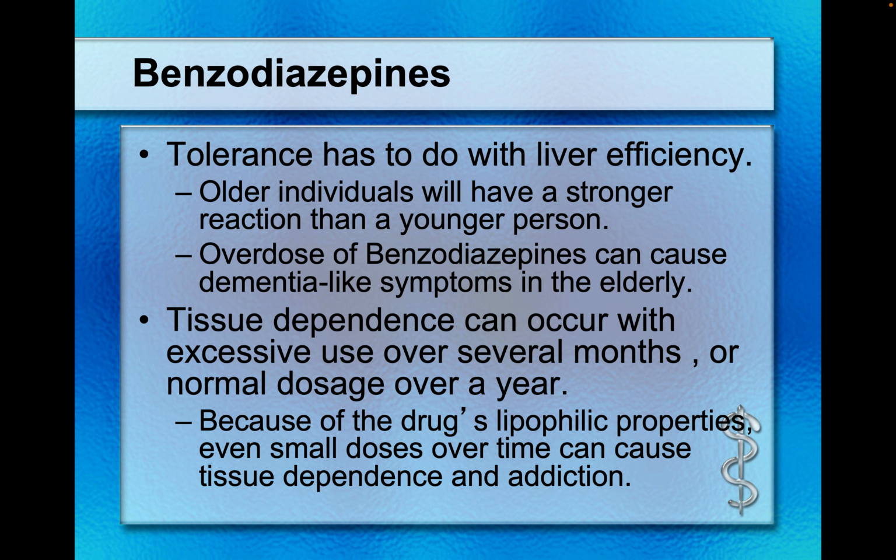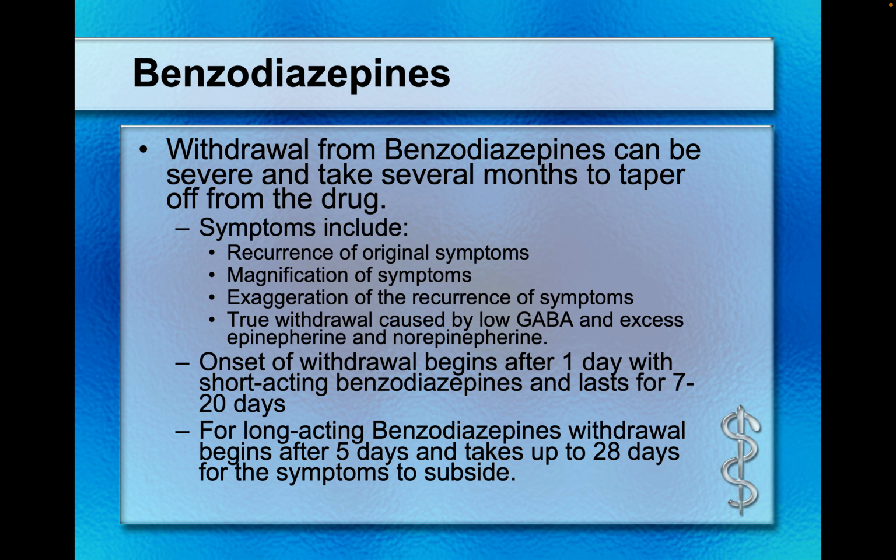Tolerance has to do with liver efficiency. Older individuals will have a stronger reaction than a younger person. Overdose of benzodiazepines can cause dementia-like symptoms in the elderly. Tissue dependence can occur with excessive use over several months or normal dosage over a year. Because of the drug's lipophilic properties, even small doses over time can cause tissue dependence and addiction. Lipophilic means fat-loving.